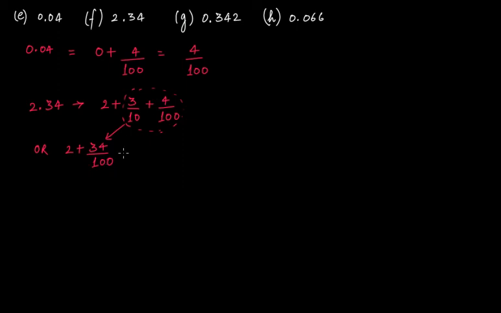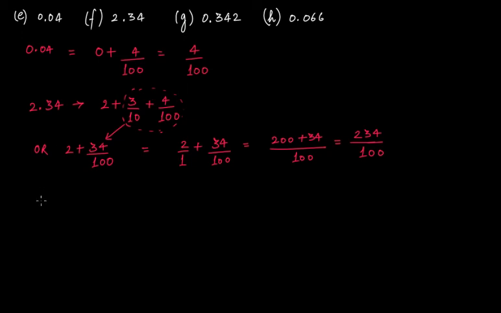Now this can be written as 2 over 1 plus 34 over 100. This will be 200 plus 34, and the LCM of this will be 100. So we get 234 over 100. Let's proceed.